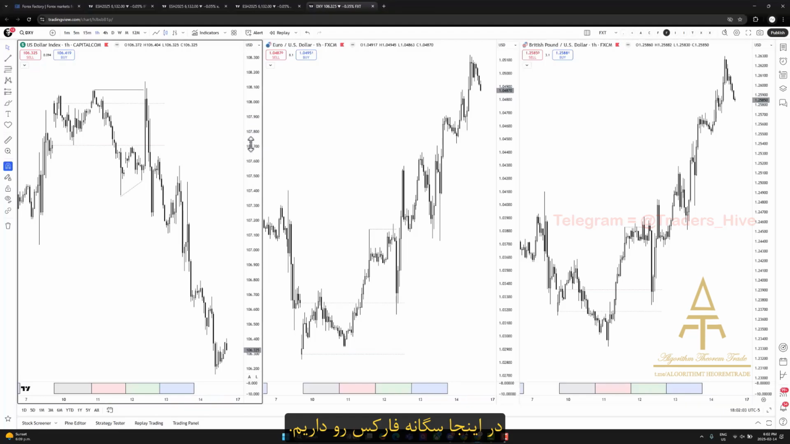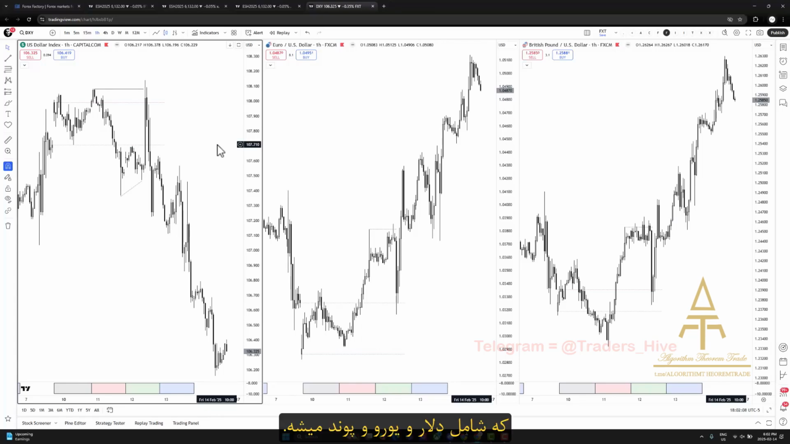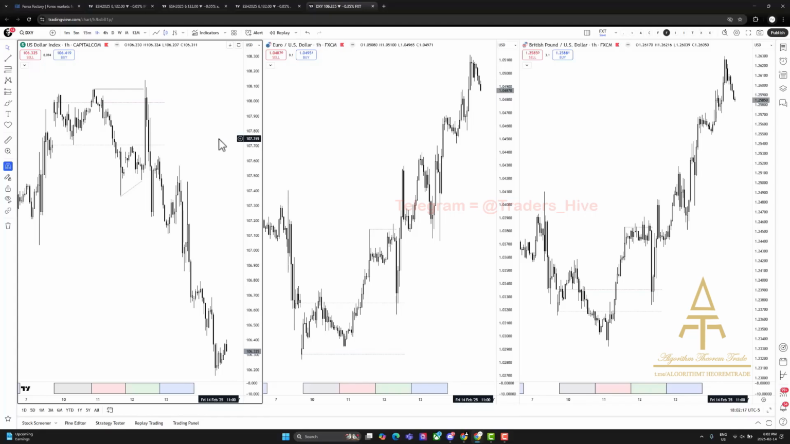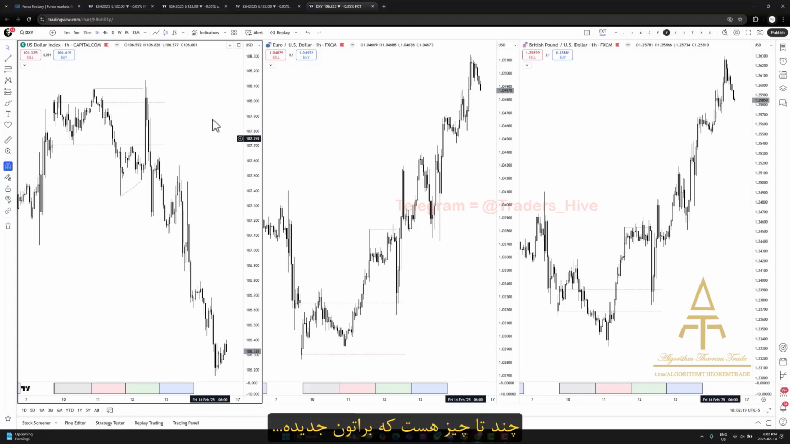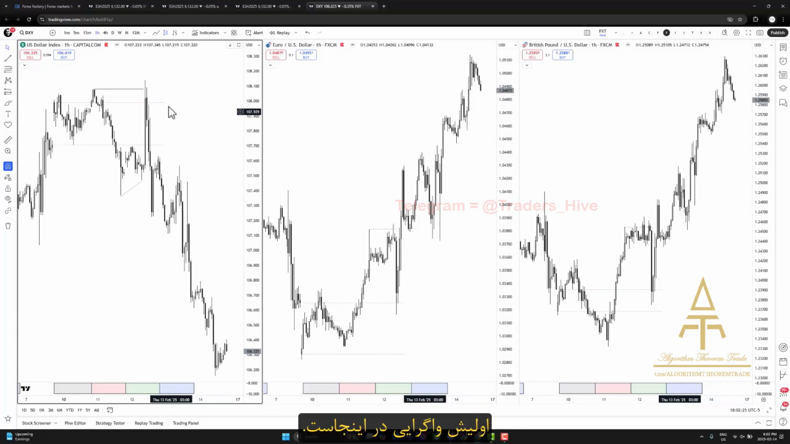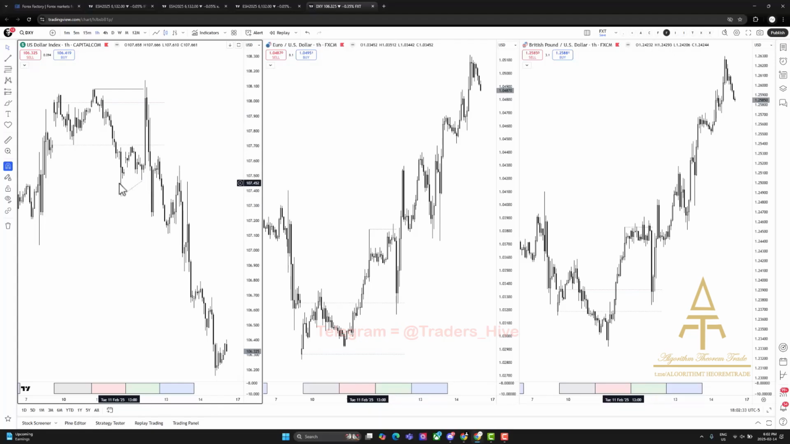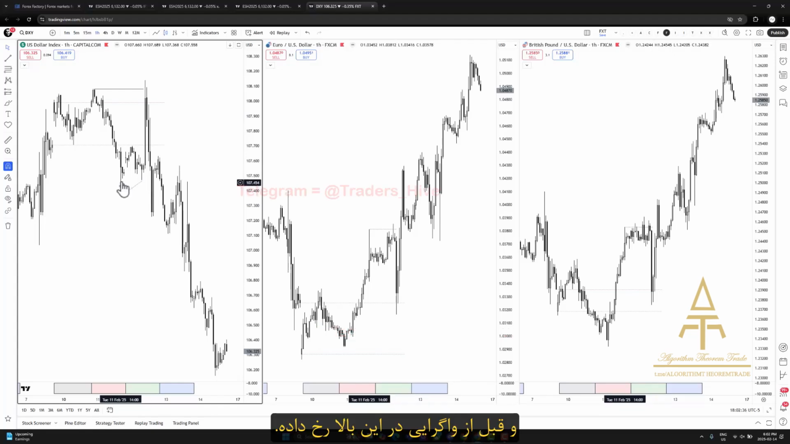And here, you guys can see we are looking at the FX triad. This is the FX triad, which is comprised of the US dollar index, the euro, US dollar, and the Great British Pound. There are a few things here that are brand new. The first thing that I will talk about is this right here. So here we had SMT, as you guys can see. And this occurred before the sequential SMT right here. So we had SMT right here.